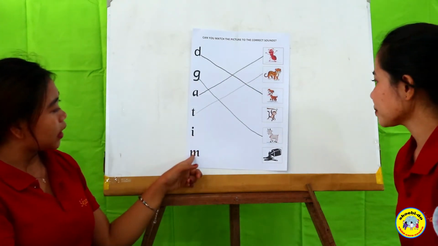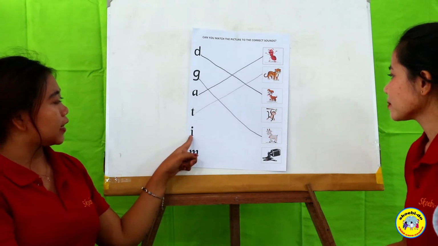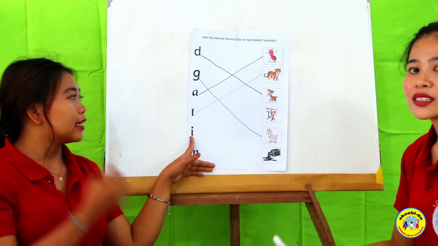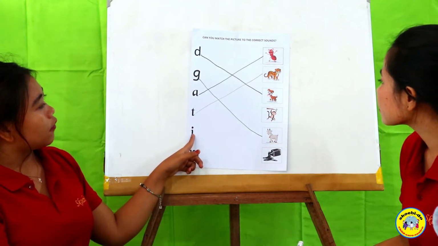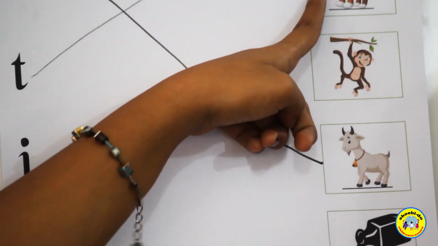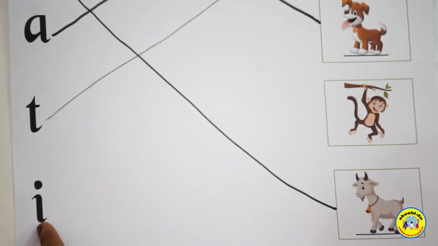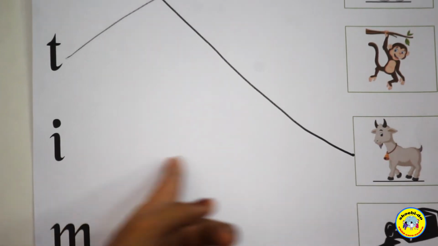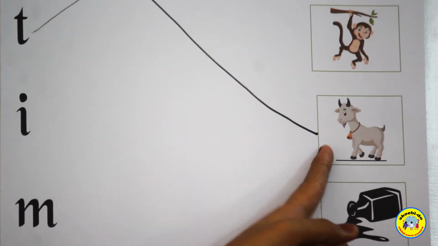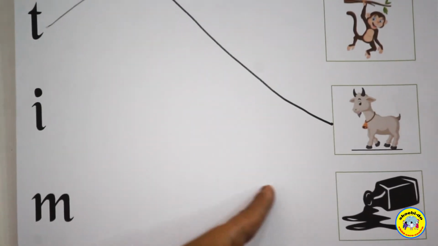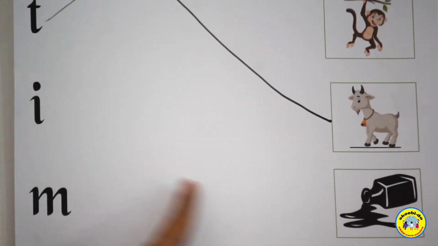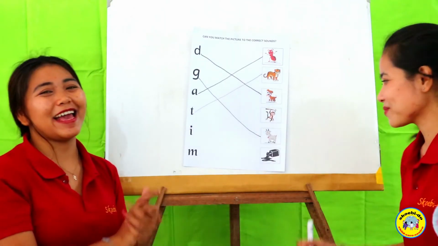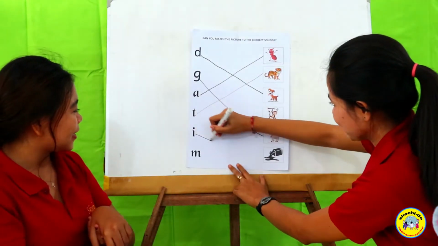Okay, now we still have two more. This is letter I. Make the I sound. Is that for dog? No. Is that for monkey? No. Is I for goat? No. Is I for ink? Yes. Is I for ink? Yes, that's correct.